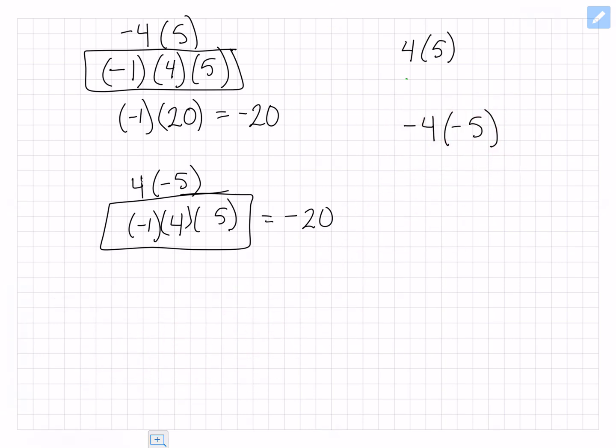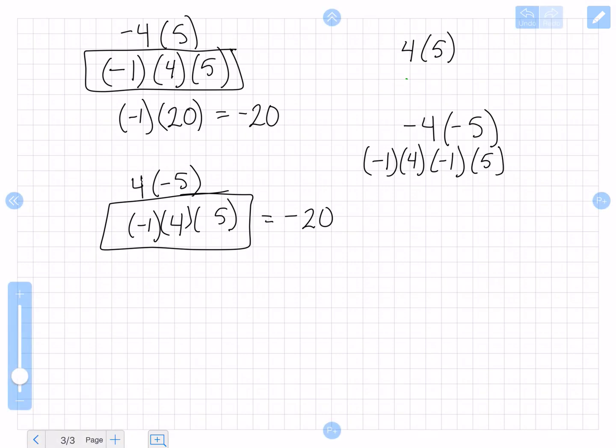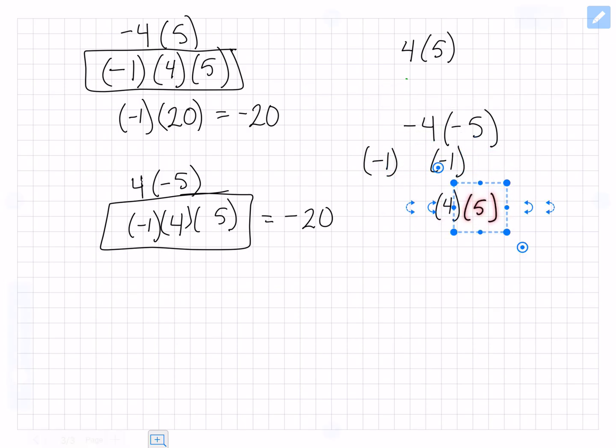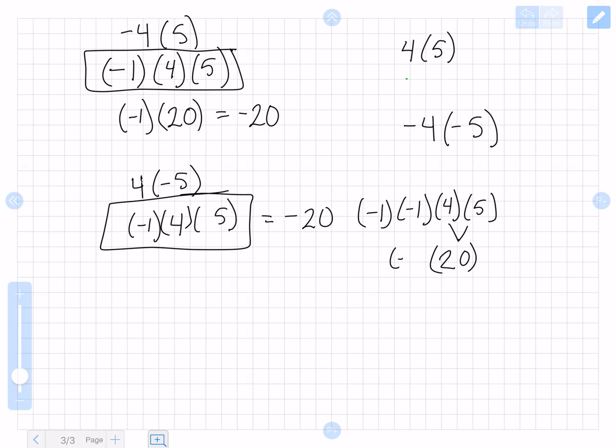Now, negative 4 times negative 5 is negative 1 times 4 times negative 1 times 5, or moving the numbers around, negative 1 times negative 1 times 4 times 5. So I get 20 times negative 1 times negative 1, which we already know is negative 20 times negative 1, and that's the opposite of negative 20, or positive 20.